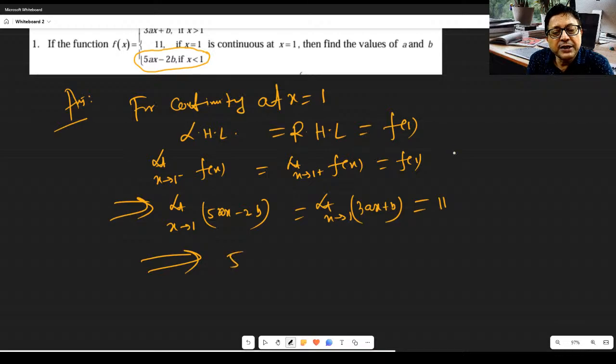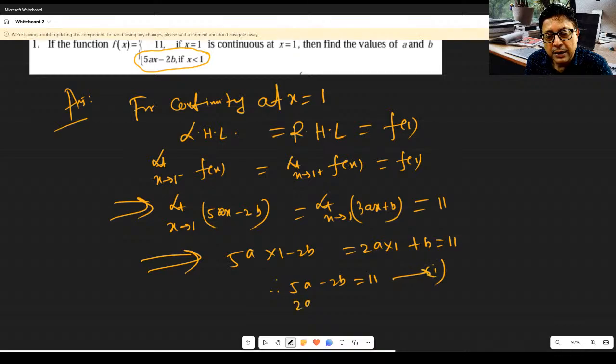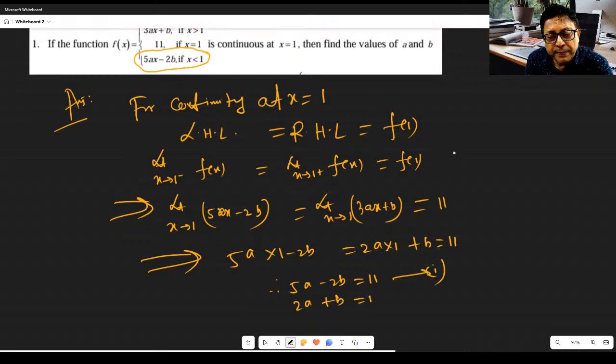so this is the condition here. So this implies 5a into 1 minus 2b, 3a into 1 plus b equal to 11. Therefore 5a minus 2b equal to 11, number 1. 2a plus b also 11, this is number 2. Clear? So what you are going to do there, you are going to get the value of a and b. That can be found easily. Just to use the condition of continuity, we got two equations.